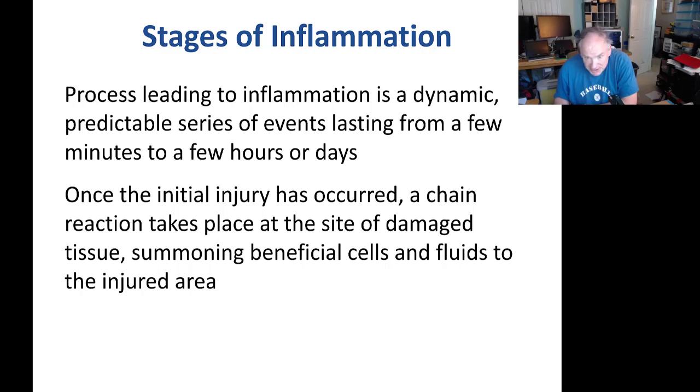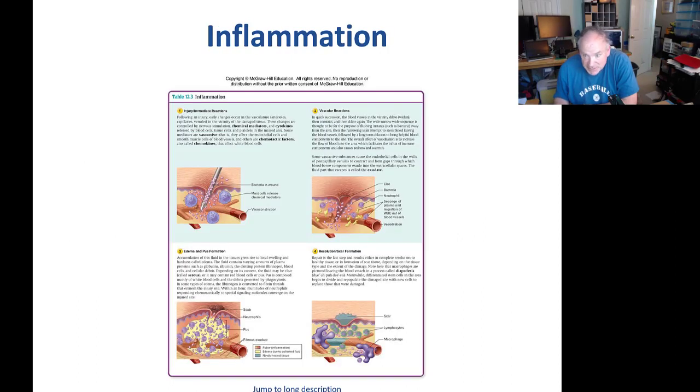Once an injury has occurred, a chain reaction will start going on and start migrating. So here is the inflammation. You can see bacteria in the wound. You get vascular reactions, so you've got damaged vessels, and various things have to be repaired. You get edema and pus formation, and then scar formation. We try to heal and seal the best we can.